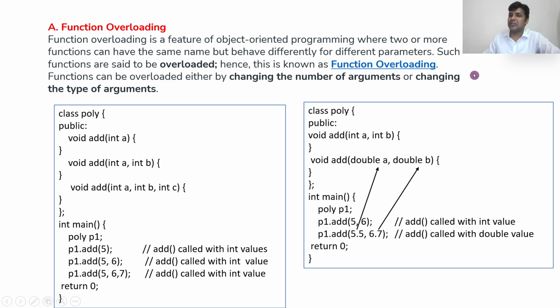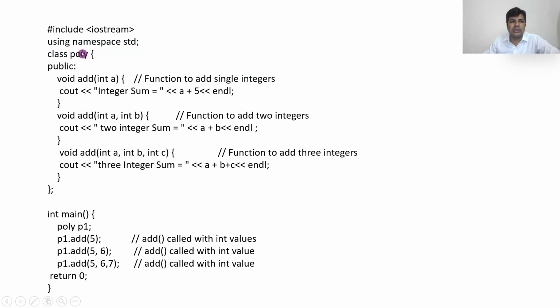So let us see a small example. You can see a small program I have taken. Poly is the name of the class, and I have used void add, the same example we just saw. When I call p1 dot add, what will it print? It will print a plus 5. Now a is 5, plus 5 is 10.